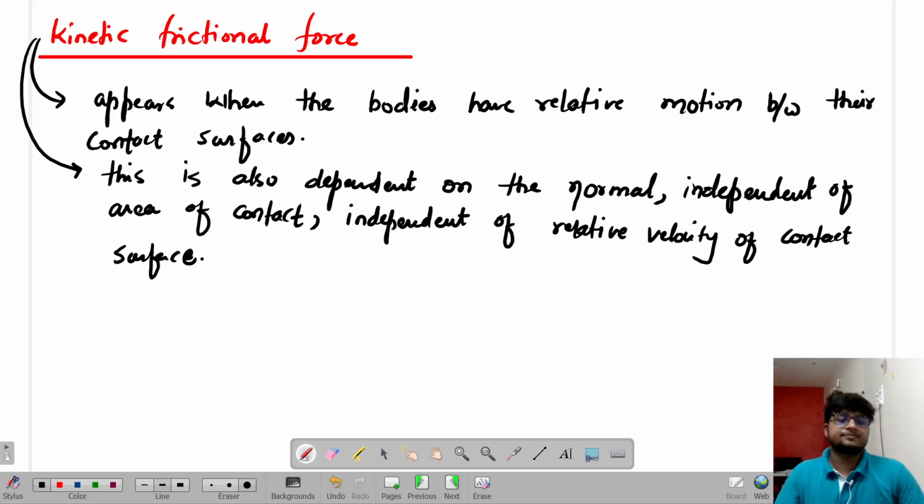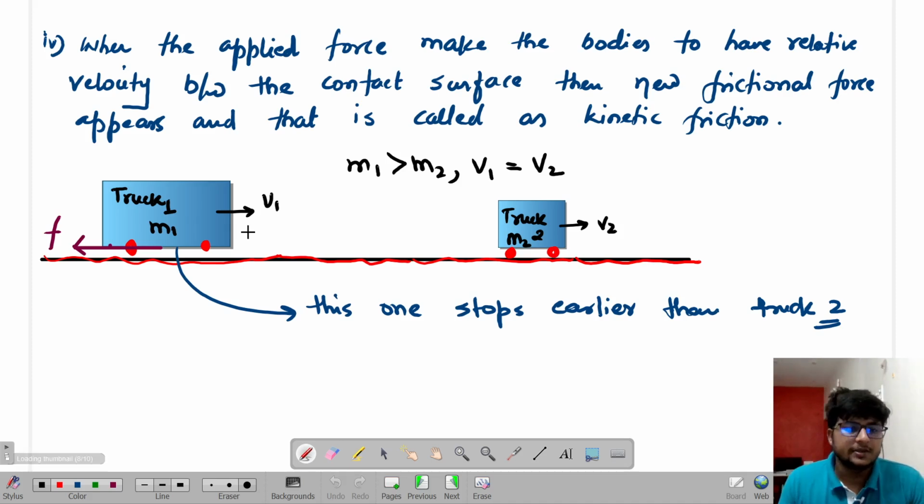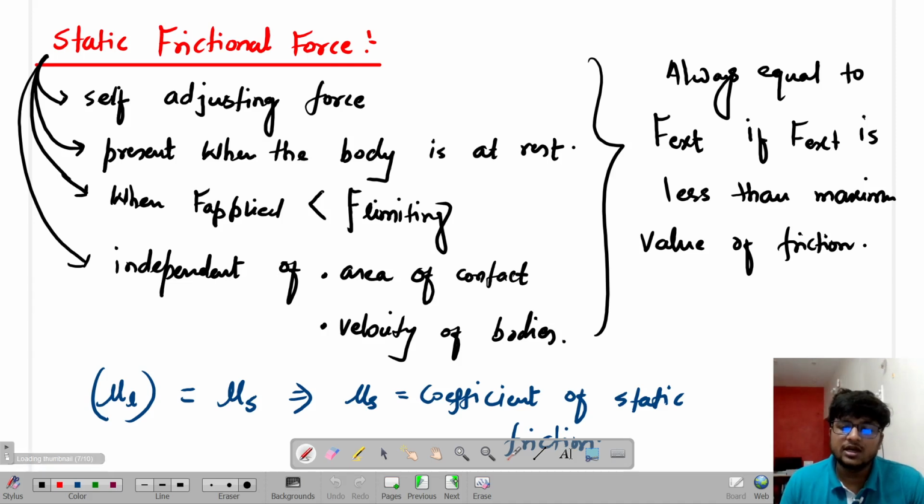Is that clear? Did you understand? How is it independent of velocity? How is it independent of relative velocity? So see, let's suppose if this v1 would have been higher and this v2 lower, this truck would have stopped at a later time, or not? Now, if it were dependent on velocities, whether you increase or decrease the velocity, this friction would stop it at the same time. But is it happening like that? No, no. So the idea is that it is dependent on relative motion.